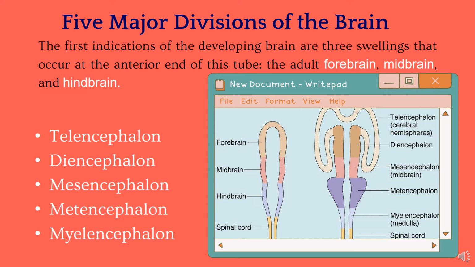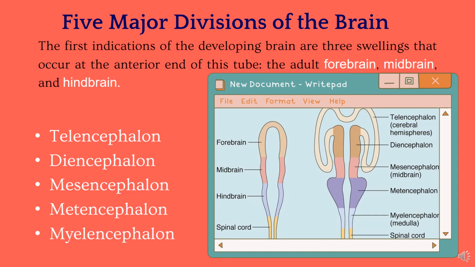The five major divisions of the brain. To understand why the brain is considered to be composed of five divisions, it is necessary to understand its early development. In the vertebrate embryo, the tissue that eventually develops into the central nervous system is recognizable as a fluid-filled tube. The first indications of the developing brain are three swellings that occur at the anterior end of this tube: the adult forebrain, midbrain, and the hindbrain.